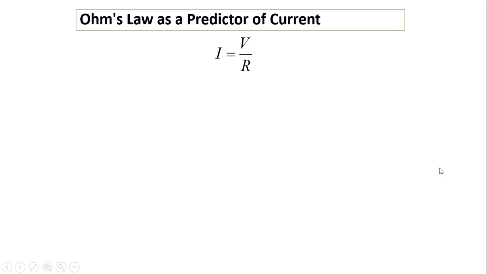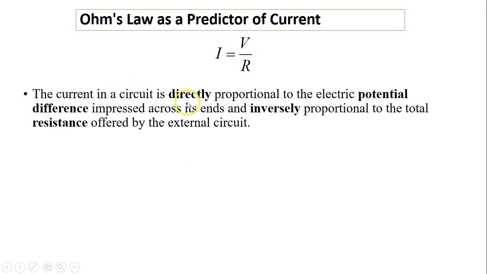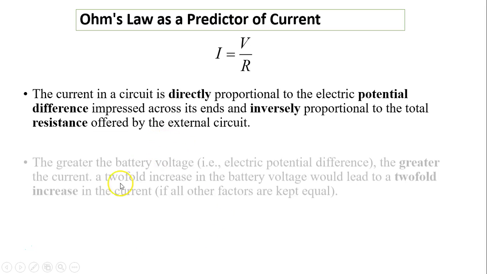Ohm's law has as a predictor of current. So current basically is directly proportional to V and inversely proportional to R. So when V doubles, I doubles. When R doubles, I halves. So that's the relationship. The current is directly proportional to the potential difference impressed across its end and inversely proportional to total resistance offered by the external circuit.